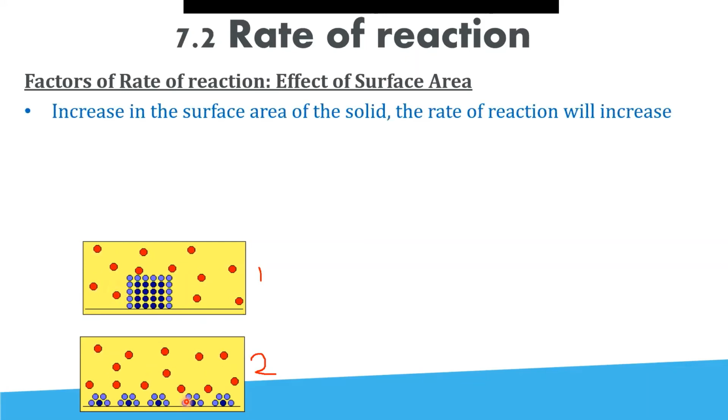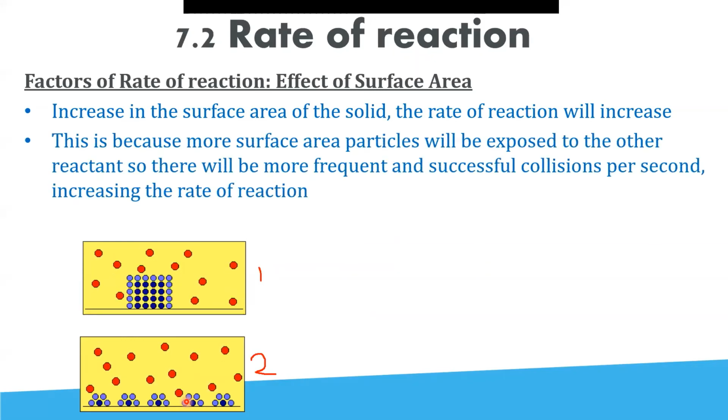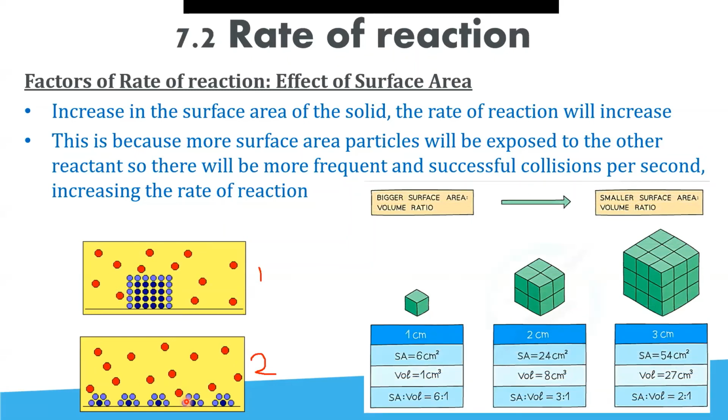Okay. So with an increase in surface area in the solid state, the reaction rate will increase. This is because with more surface area, more particles are exposed to the reaction. So there will be more frequent and successful collisions, which will increase the rate. If you take a look at how a smaller particle contributes to greater surface area, you can check from this diagram.